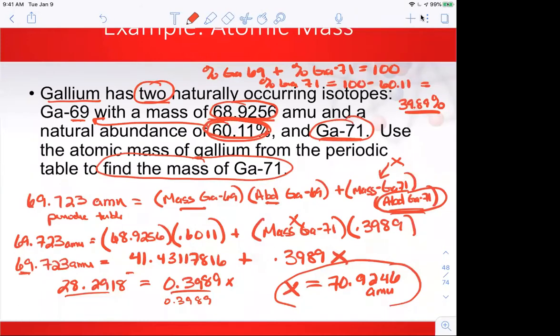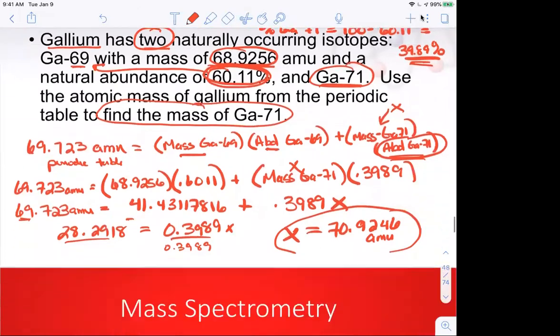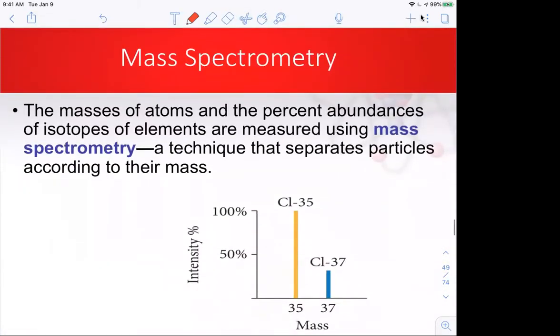So again, this is actually an equation with two unknowns; this is my second equation that I use. If I have two unknowns, I have to solve them simultaneously. One equation is going to give me something I can plug into the second equation. In this case, I just went ahead and did that math because it was very simple. But what I get is that the mass of the gallium-71 isotope is 70.9246 atomic mass units.